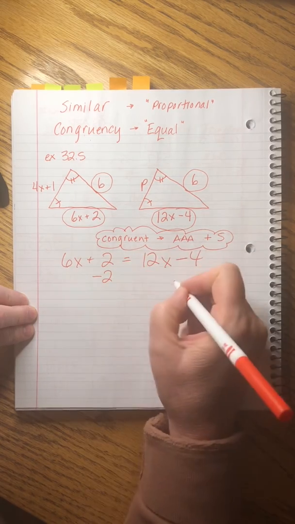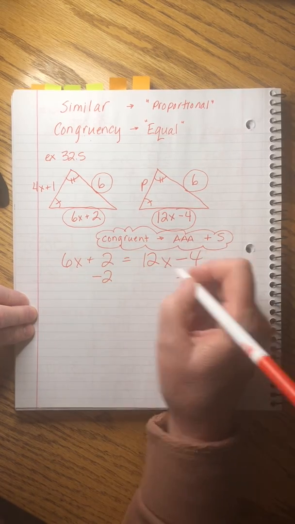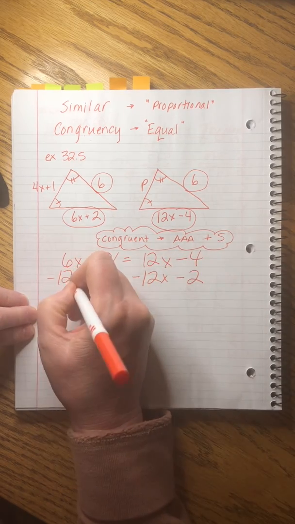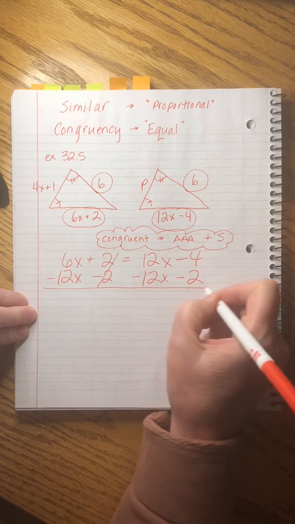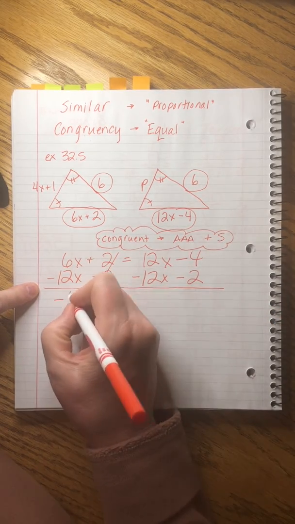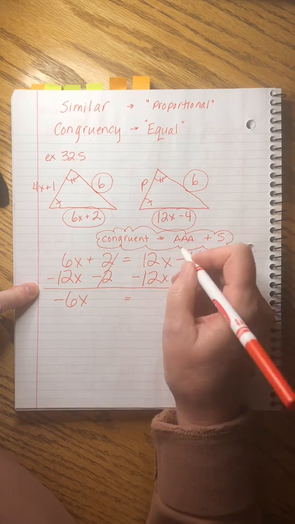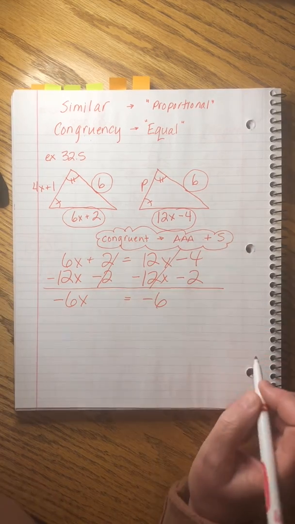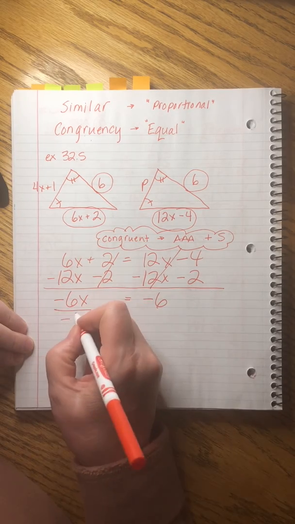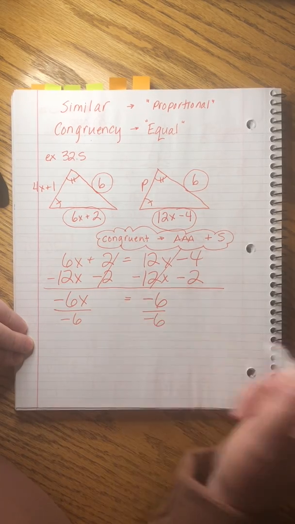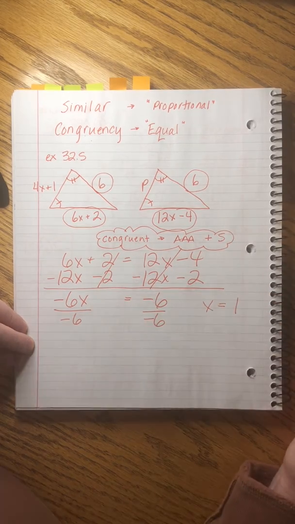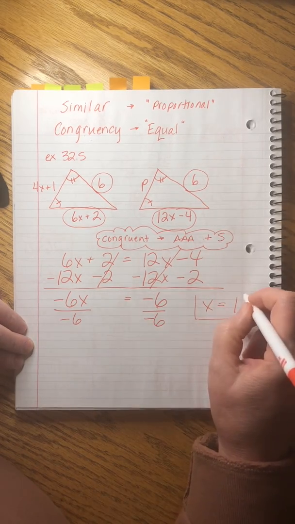Minus 2, minus 2, minus 12x, minus 12x. I'm feeling crazy today, and I've been letting my x go negative on me. So this is minus 6x equals minus 6. Divide by minus 6, and we get x equals positive 1, because the two negatives go positive. Well, that was kind of nice.